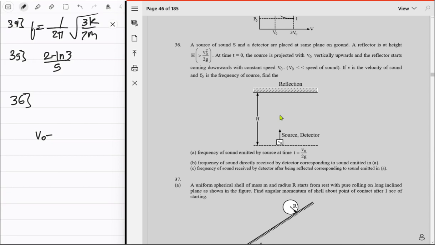Sound emitted in A. Phase of sound emitted by detector after the sound. I guess, yeah. Okay, so just v naught.